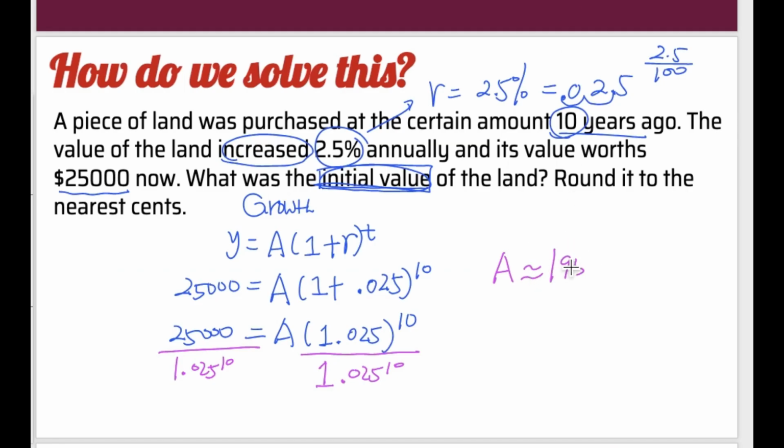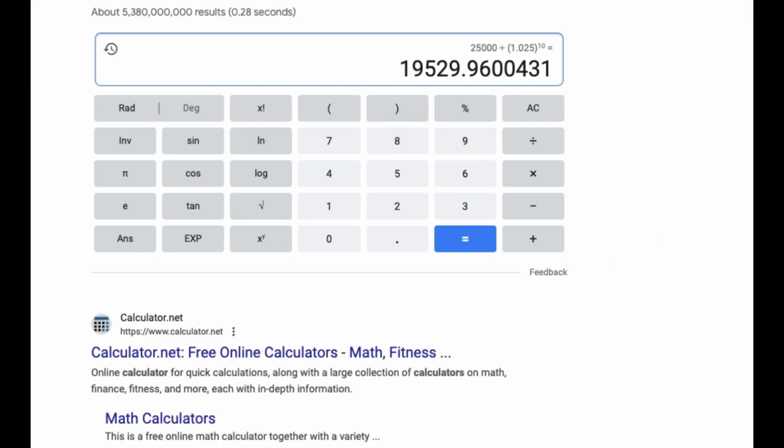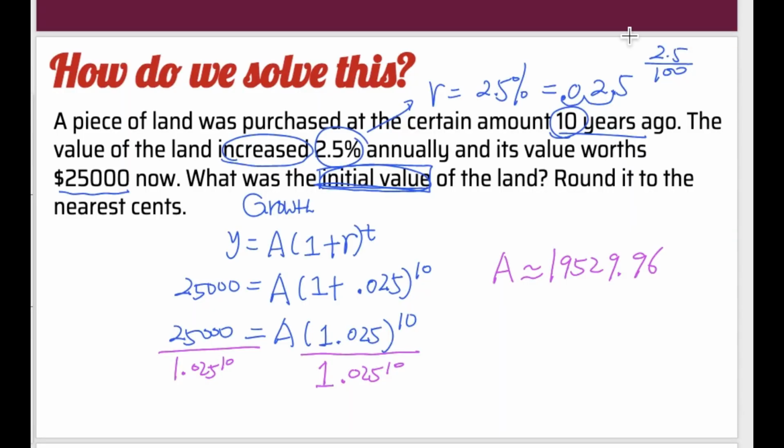So it's 19,529.96. As you can see, the third digit is 0, so we get rid of it; we don't need to round up. This will be the final answer. Then we can put a dollar sign, since this is money. You can see we use the same model, but this time since a is the unknown, we use a little bit of an extra step to figure out the answer.